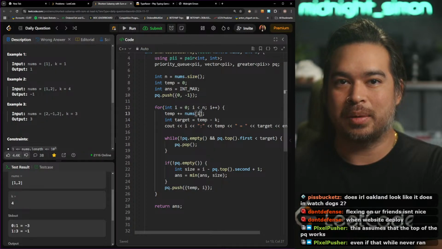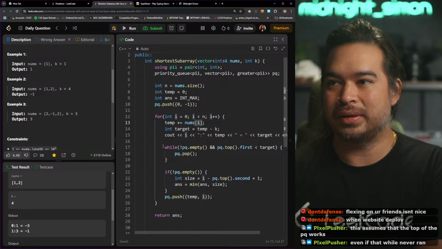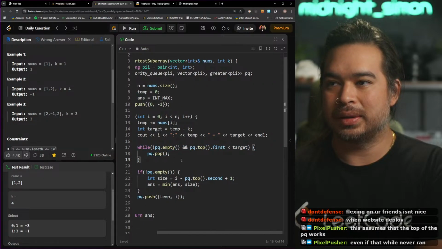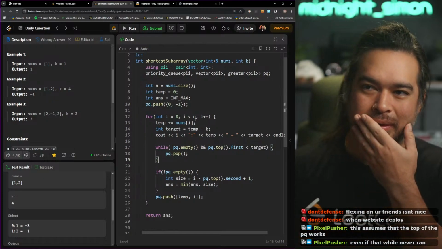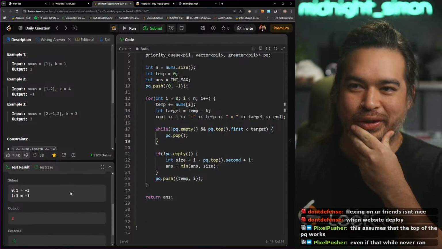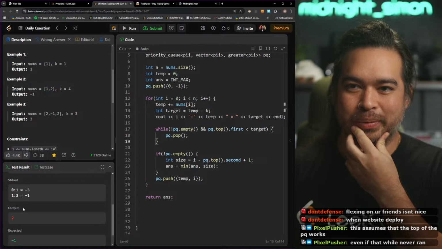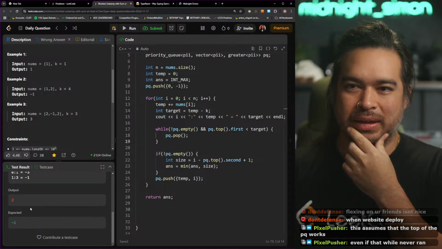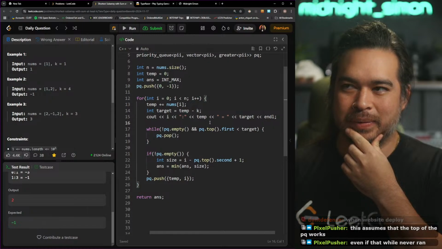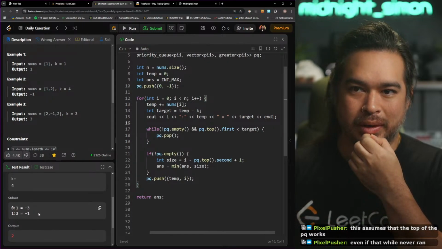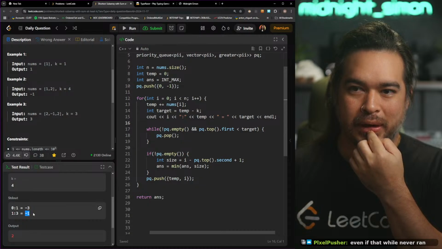This assumes that the top of the party queue works, even if that while never ran. Wait, Pixel Pusher, I don't even know what's happening in my solution because I shouldn't even be finding something like these ones where the answer is -1. Seems like a big problem. But I don't know what I'm trying to do here.